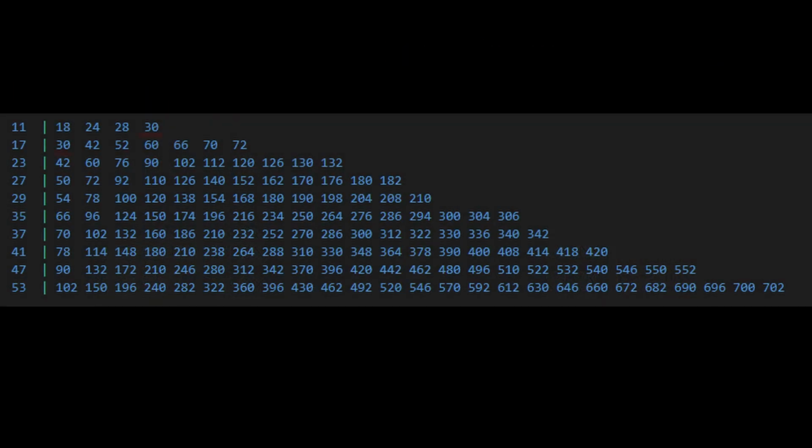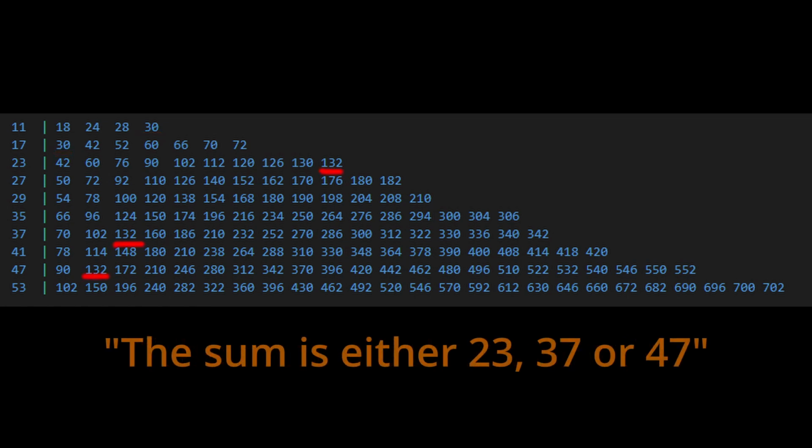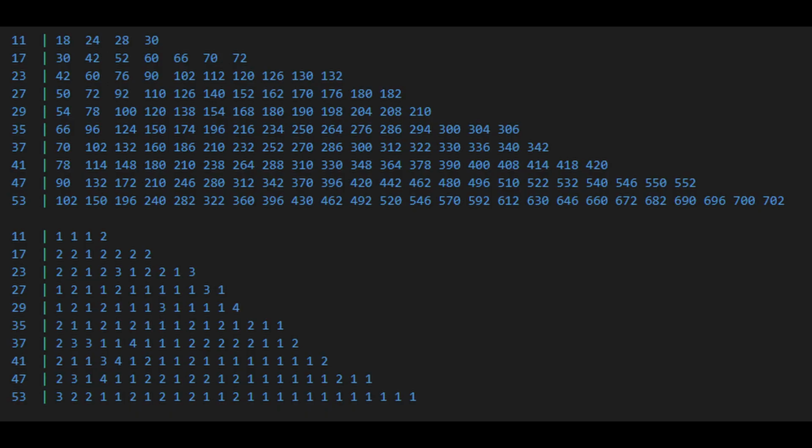If Prudence had the product 30, he would have said, "The sum is either 11 or 17." If Prudence had the product 132, then he would have said, "The sum is either 23, 37, or 47." The only way Prudence could have said, "Now I know your sum," is if the product is unique in this table. Let's see how many times each product appears in this new table.